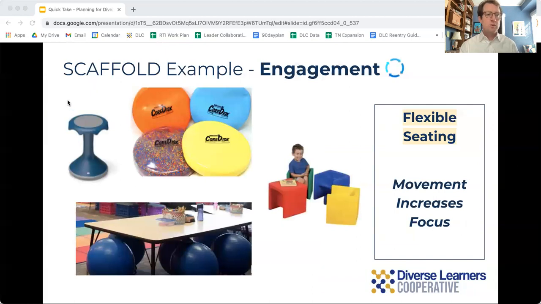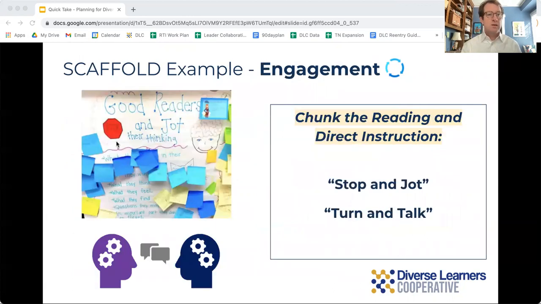Here are some more examples: the wobble stools, seat cushions, bouncy balls, or yoga balls. And great for pre-K through second grade, let's say carpet time, these are called cube chairs. They're fantastic for carpet time and keep students focused. So the next one is engagement.